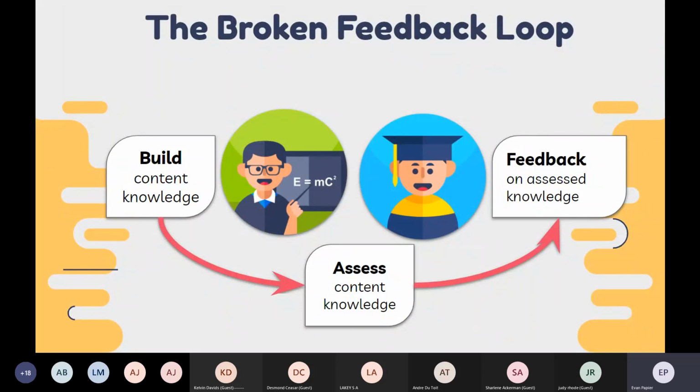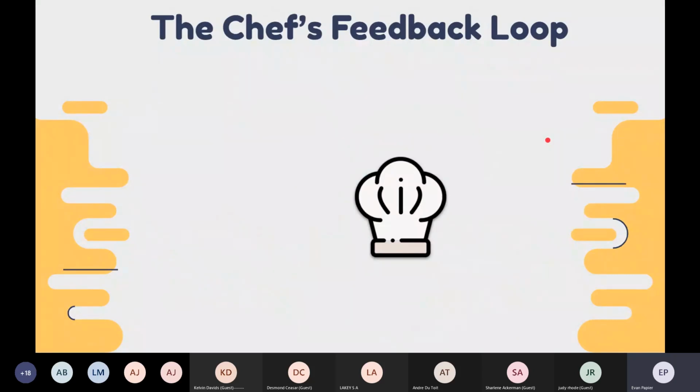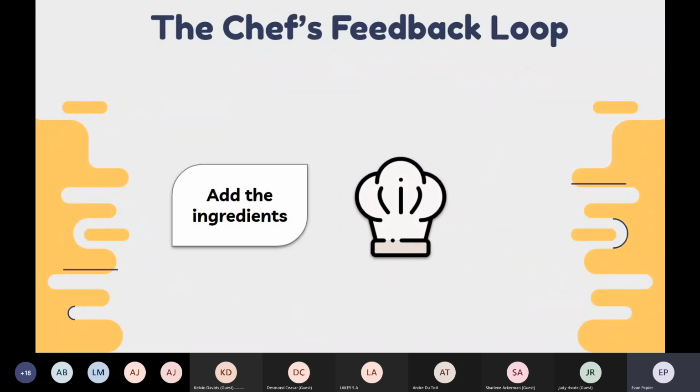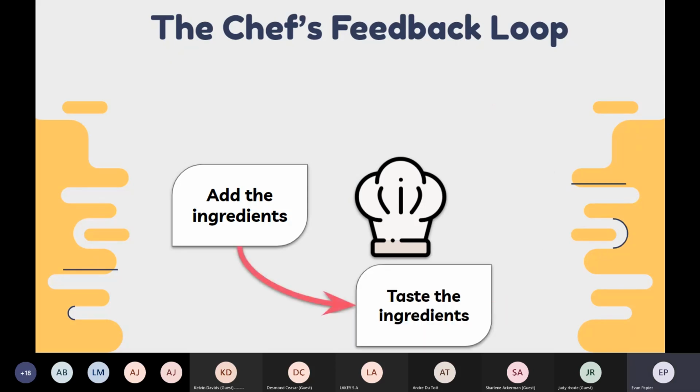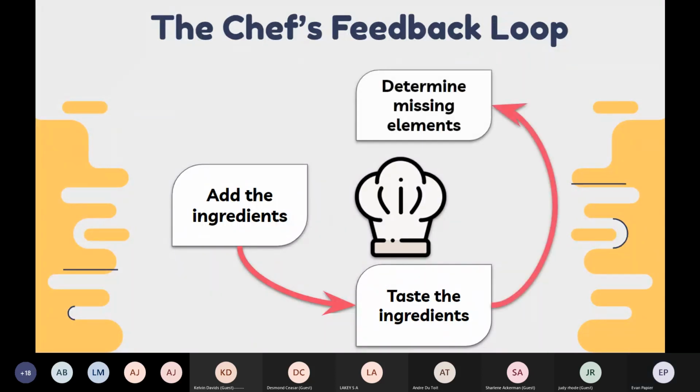But I feel that feedback needs to be given to them so that they can know what to do with that knowledge, and how they can better themselves and develop themselves. So the chef's feedback loop looks like the following. We know that a chef would add the ingredients and then taste the ingredients. I'm sure every chef would taste the ingredients, okay? And then determine the missing elements. And that's it. And that process continues and continues and continues, okay?